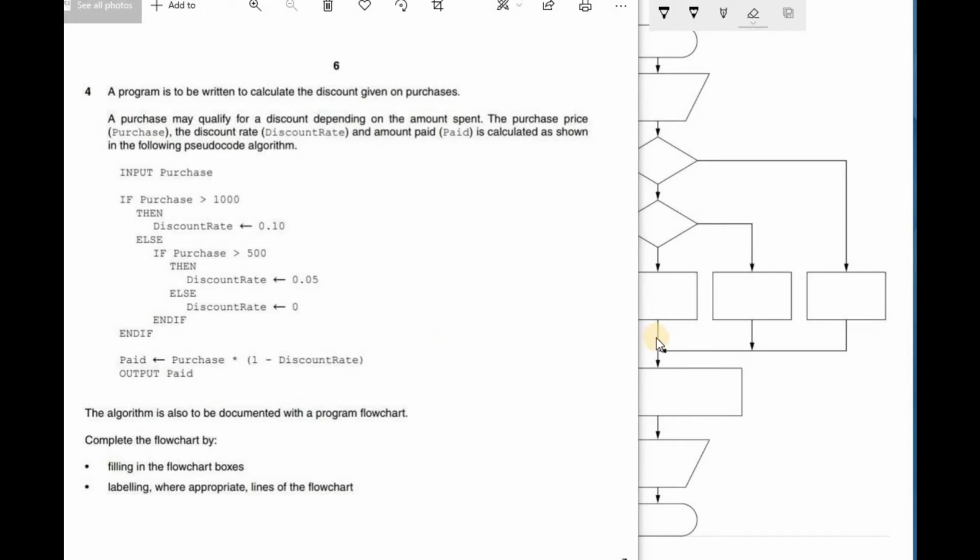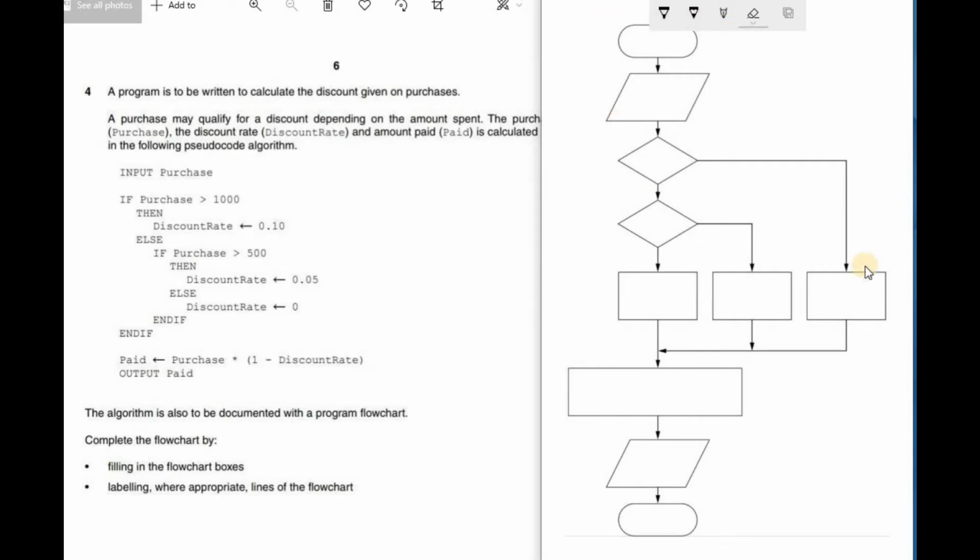What it is saying is that a program is to be written to calculate the discount given on purchase. A purchase may qualify for a discount depending on the amount spent. The purchase price is a variable. The discount rate is a variable, and the amount paid is calculated as shown in the following pseudocode algorithm. This algorithm has been given, and after understanding it, on the next page you have to fill this flow chart. So this algorithm is to be converted into this flow chart.